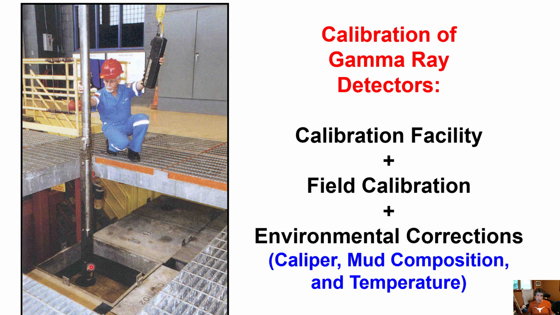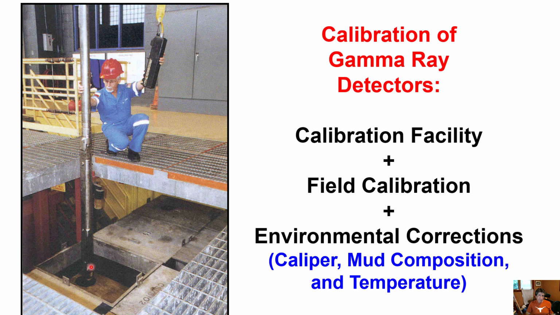In addition to that, all these logging tools need to be calibrated in the field. So there's another calibration device that is run on site just to make sure that the system is properly calibrating. And last but not least, these gamma ray measurements are sensitive to a number of things, most importantly temperature and some of the borehole environmental conditions such as borehole size and the mud composition.